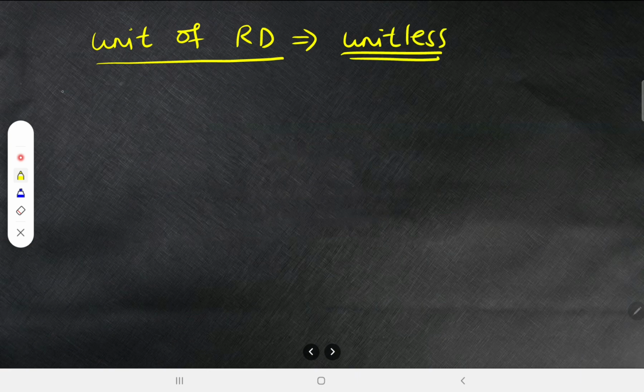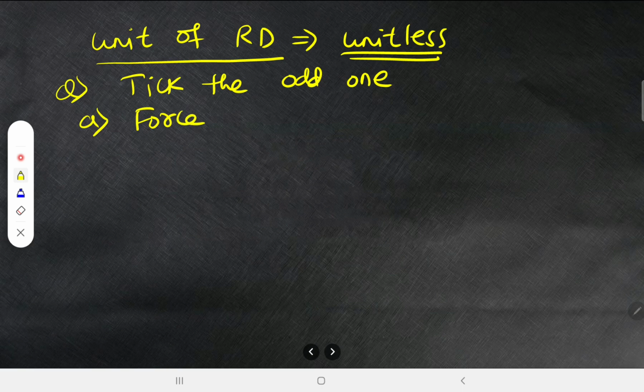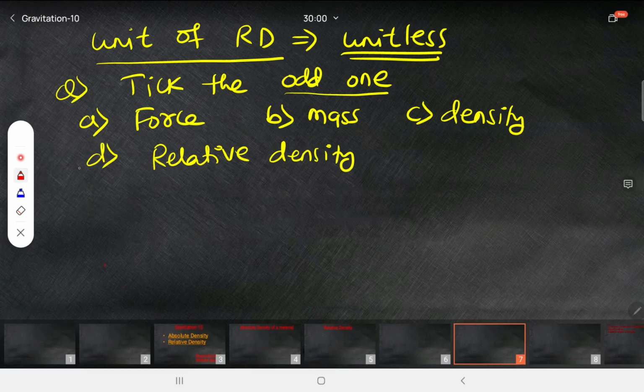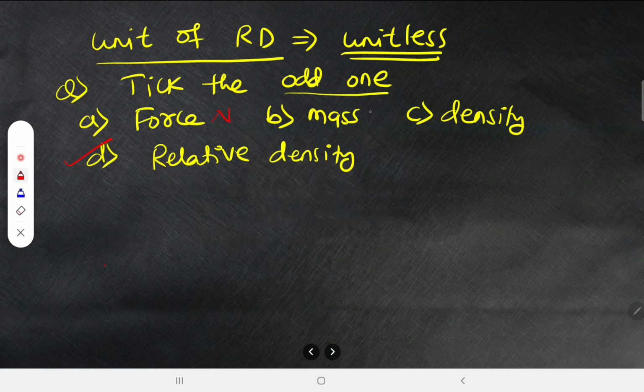It is unitless. Okay, if they ask you one question, tick the odd one, and they gave you some quantities like one is force, second one is mass, third one is velocity, and fourth one is relative density. Now which one will you take out? Relative density. Just to give you some more idea, instead of velocity, let me give you density here. Which one will you take out? Take the odd one, which is not fitting in this combination. So what is the answer for this? This is relative density. Why? Force has unit Newton, mass has unit kg, density has unit kg per meter cube, but this has no unit. Alright, so all these are the quantities with units. This is not having any unit, so that's why you have to take this.